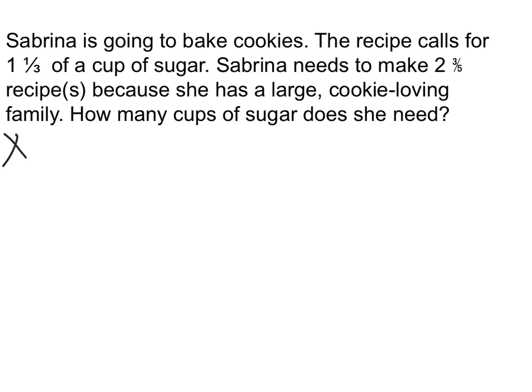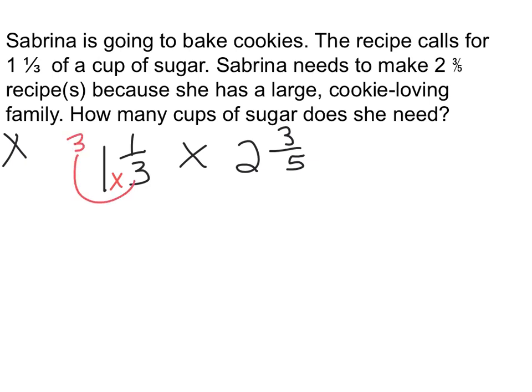So we're going to go ahead and multiply. So I'm going to put them side by side. So 1 1/3 times 2 3/5. So remember, you have to convert our mixed numbers to improper fractions. So I'm going to multiply 3 times 1. That's going to give you 3. And then add 1. So that's going to give you 4. And it's going to be over 3.